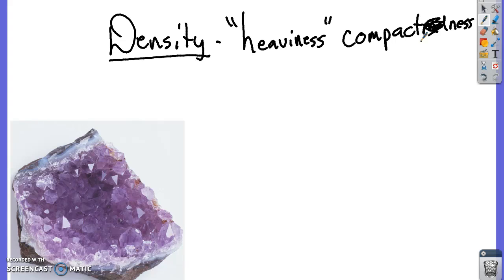Compactness. In other words, if you have a lot of matter crammed into a small amount of space, it's going to feel very heavy, very dense. What we're saying is there's a lot of weight in a small space. On the other hand, if it takes up a lot of space and it feels very light, then that's going to be very undense.